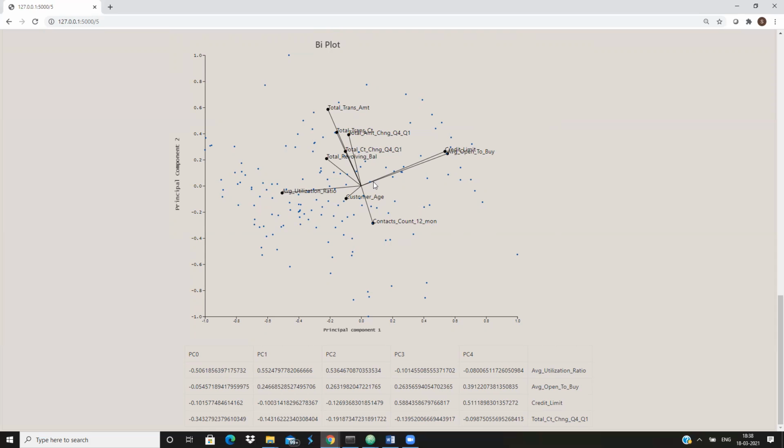Whereas if you take, let's say, average utilization ratio and the average open to buy, the angle is huge, right? And they're far apart. So it means that they are negatively correlated. Naturally, if you have a high average open to buy, which means you have a high credit balance, it also means that the utilization is low, right? So that's how it explains the negative correlation.